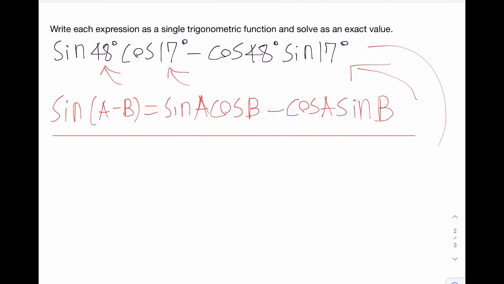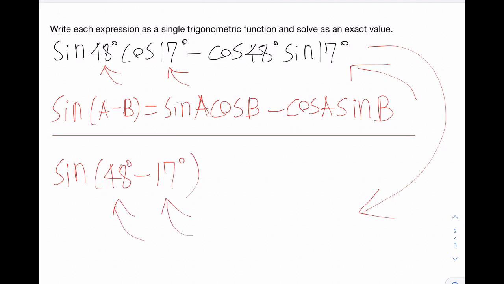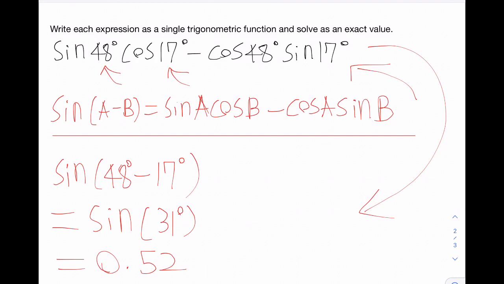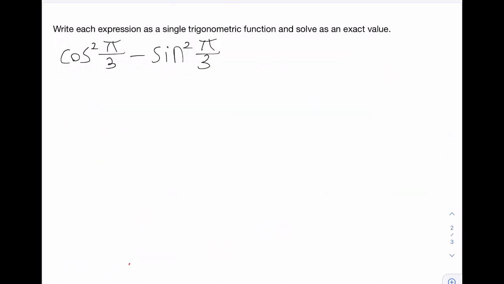So we can rewrite this black expression as sine of 48 minus 17, because this is our A place and this is our B place. Now sine 48 minus 17 will equal sine 31 degrees. And if we plug sine 31 degrees into our calculator, we can say that sine 31 degrees is equal to 0.52. So we have turned this expression into a single trigonometric function, and we solved it as an exact value, which is 0.52.